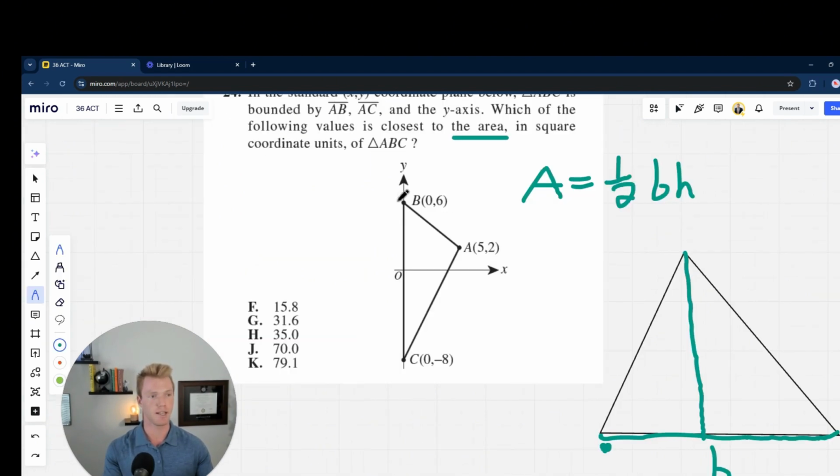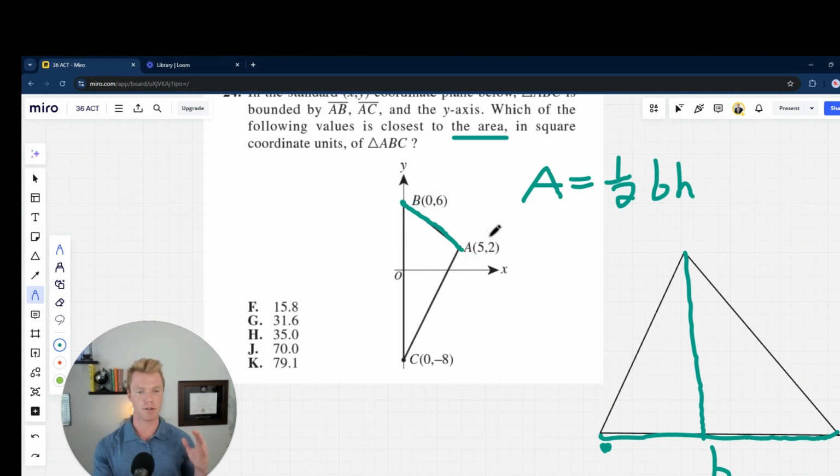And so getting into this example, anytime that they have a coordinate plane question, there's always going to be one side that's a lot easier to find the length of than the other sides. If we try and find the length of AB, then we're going to have to figure out what the distance is between 0,6 and 5,2.